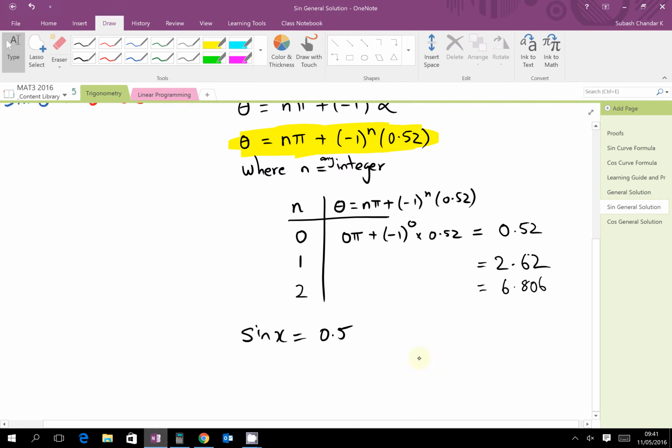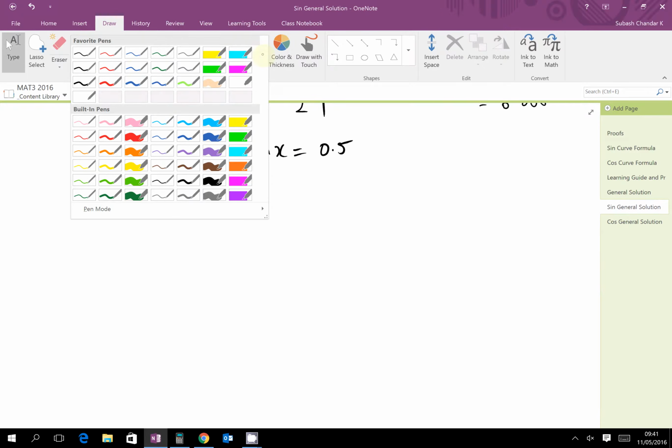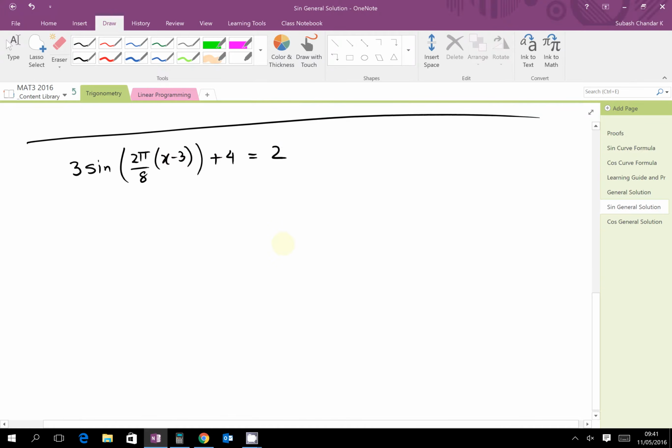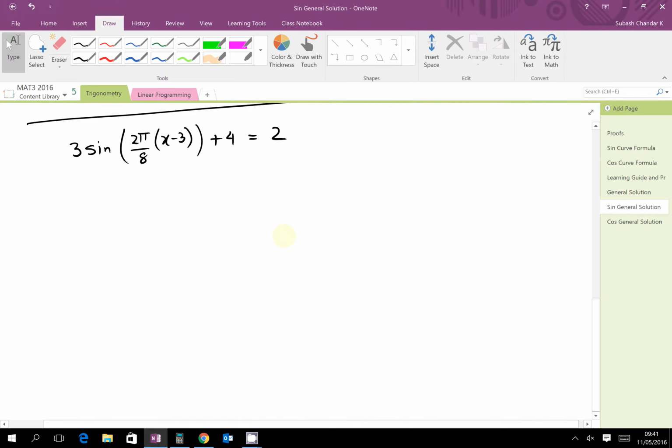Anita's question was this. She said, if I have this equation, which is 3 sine 2 pi over 8, was it x minus 3, plus 4, and that equals 2, right? To write a general equation for this one, this is what we want to try and prove. The first thing you want to do is arrange everything so that it's like sine of something equals a number.